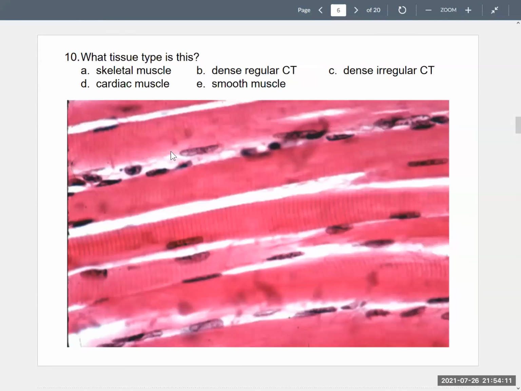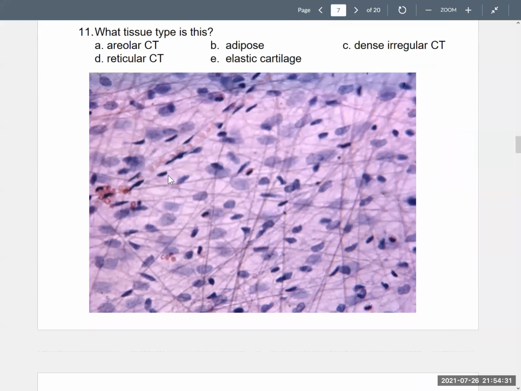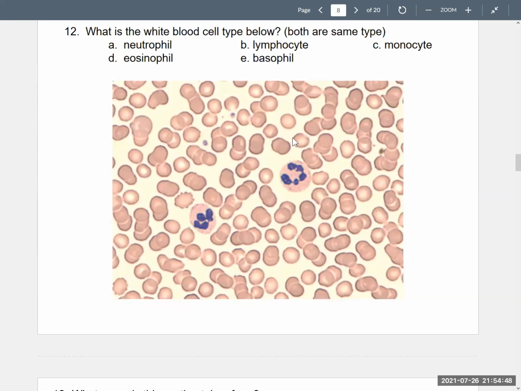Okay, this one should not give anybody trouble, or you are going to have trouble on the test. This is the skeletal muscle. Striations, nuclei on the periphery. Areolar connective tissue. Beautiful, beautiful one. So many spider webs and flies caught in it. This is the neutrophil, otherwise known as the multipolar or multilobular.